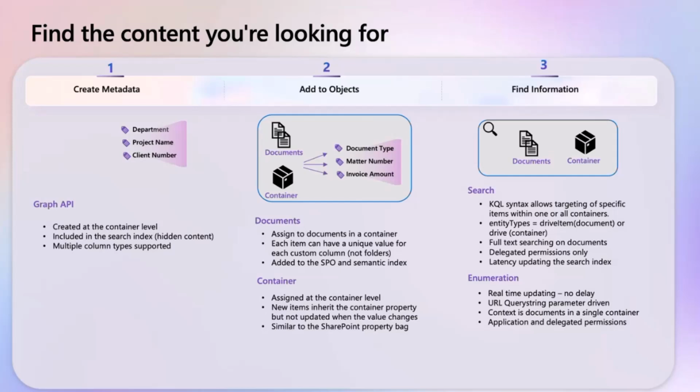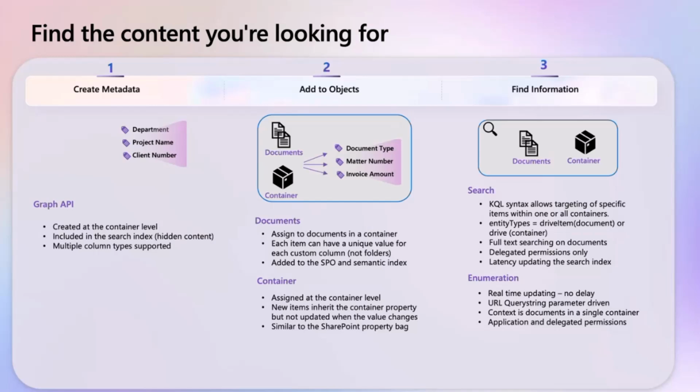Okay. Now that we've got our metadata assigned, this is how we're going to find it. Couple different ways. We talked about search a little bit already. So think of the KQL way of going in and focusing on those specific documents or containers that match that search criteria. You can also do full text searching on the documents, narrow that down by the metadata searching. This does go into the SharePoint search index. So be aware of that. There could be some latency that happens with that search categorization. But let's focus on enumeration.